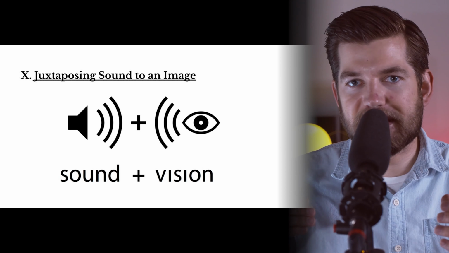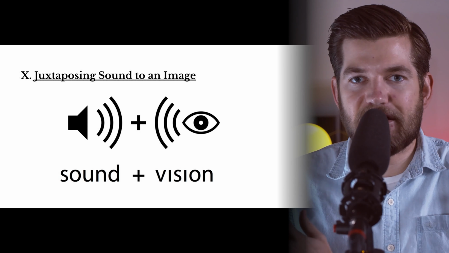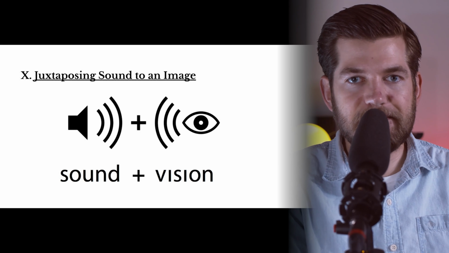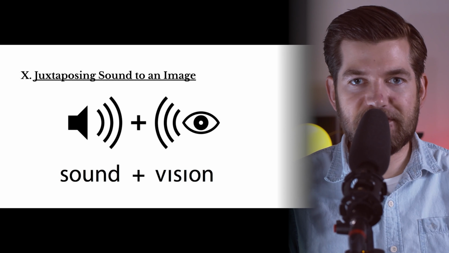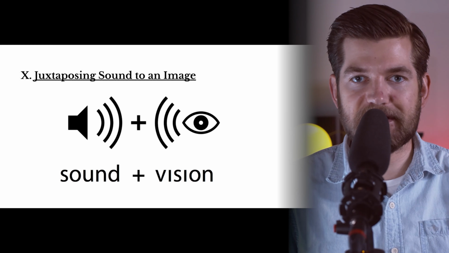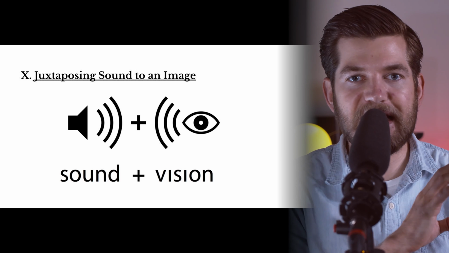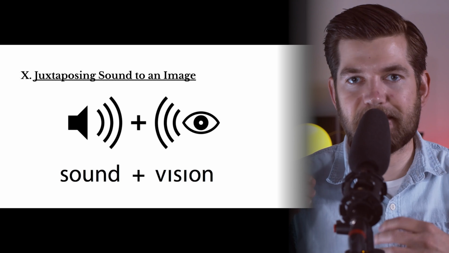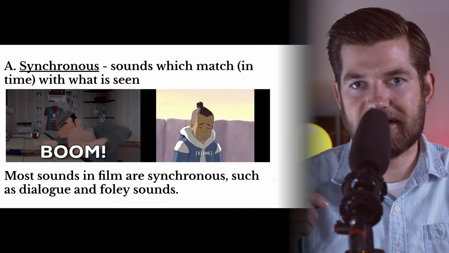This lesson is going to consider how does the sound interact with what we see? How does the sound and the visual collide to create meaning? We learned the term juxtaposition when it comes to combining images, but it also applies to combining sound with images. So let's jump into our first term, and that is synchronous sound.